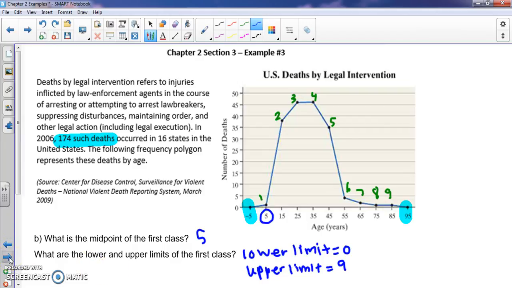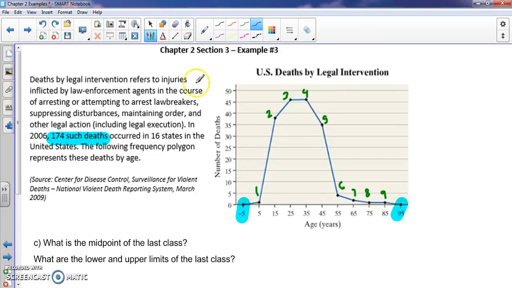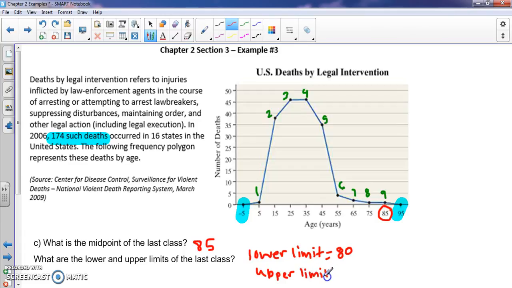So moving on. So now we know the midpoint of the last class and then its upper and lower class limits. So here's my last class here. So that is my midpoint, and my lower limit is going to be 80, and my upper limit will be 89.